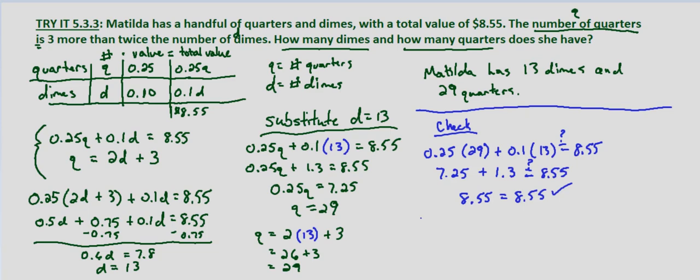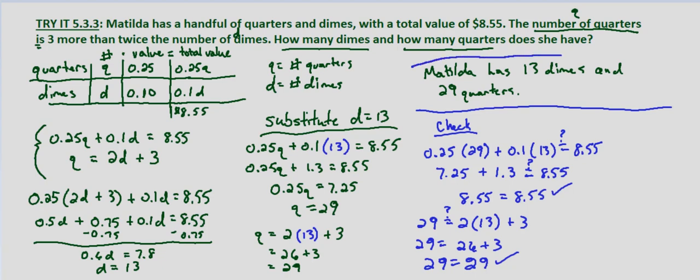Does it check in our second equation? Does 29 quarters, Q, equal 2 times D, 13, plus 3? So does 29 equal 26 plus 3? 29 does equal 29. So it checks in our second equation as well. So we can assuredly say Matilda has 13 dimes and 29 quarters.